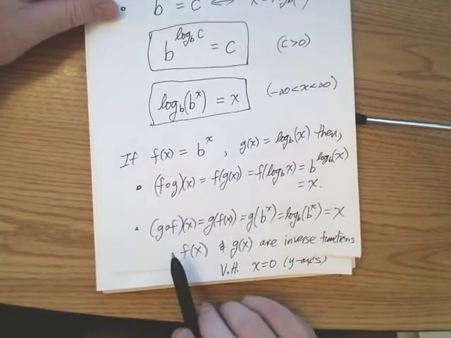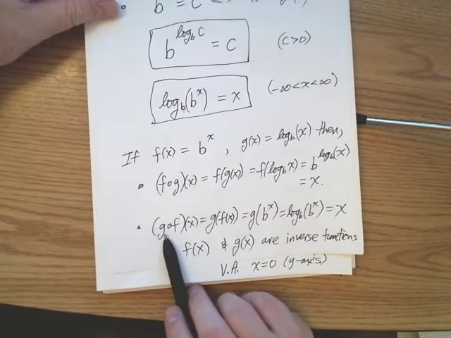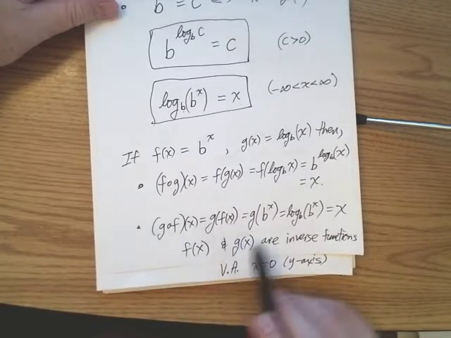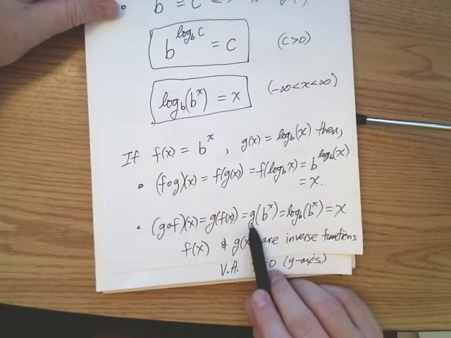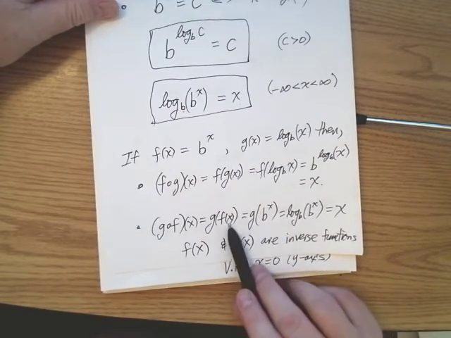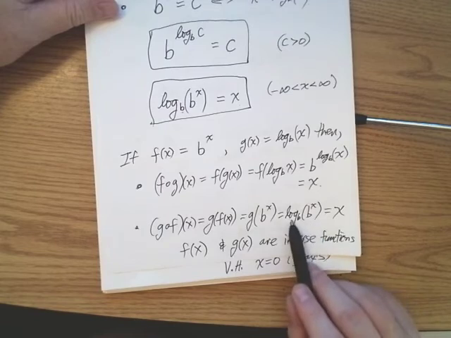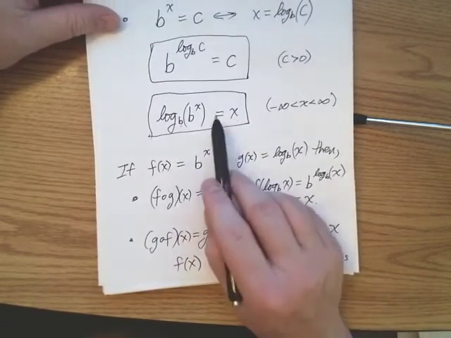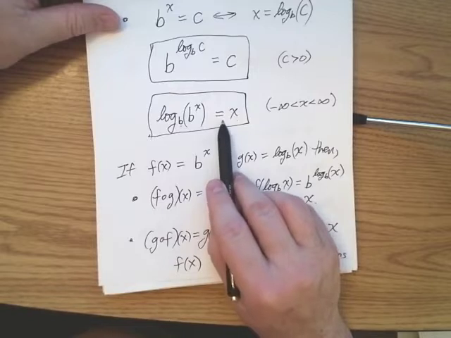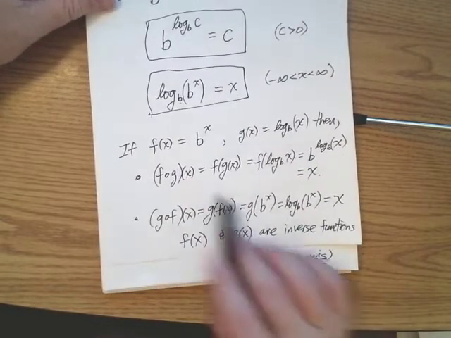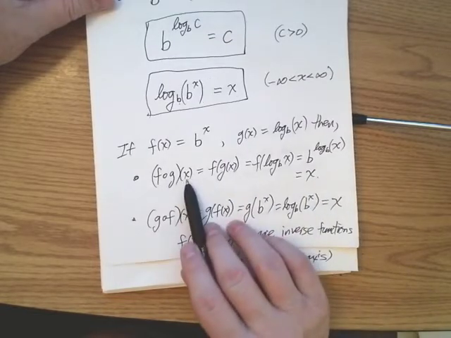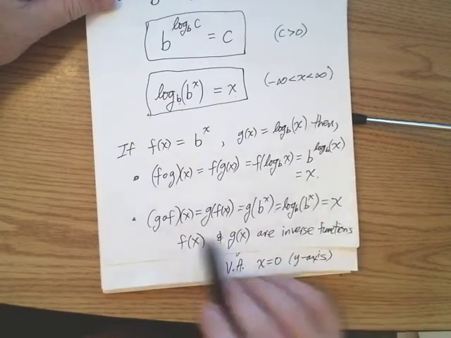Okay, now what if I go ahead and compose the functions in the opposite direction? I go g composed with f of x, g of f of x. So that would be what? g of b to the x power, because that's what f of x is. And then it would be the logarithm base b of b to the x, which is x, right? That's what we have in that box right there. So no matter which way I compose these functions, I get what I started with, right? I started with x ultimately and ended with x in both cases.